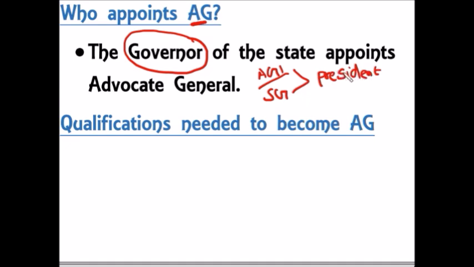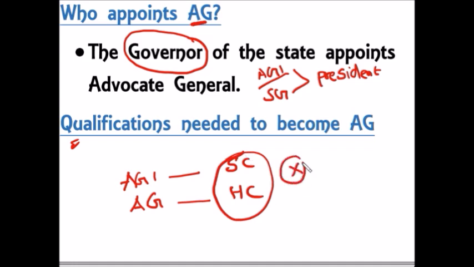Now let's discuss the various qualifications needed to become the Advocate General. To become the Attorney General of India, a person should have all the qualifications to become a Judge of the Supreme Court. To become the Advocate General, a person should have all the qualifications to become a Judge of the High Court. Remember the difference very well.